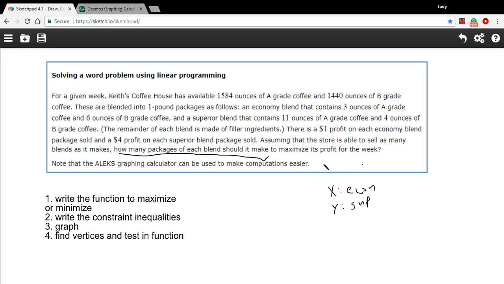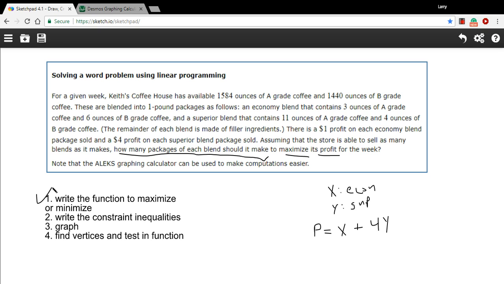Now, we need to maximize the profit. This sentence up here tells us about the profit. It says there's a $1 profit on each economy blend. Okay, so $1 times the number of economy blends would be 1x, or I'll just write it as x. And a $4 profit on each superior blend, so that would be 4 times y. That is our profit. However many of the economy blends we sell times 1, however many of the superior blends we sell times 4, that's going to be how much money we earn in profit. So this is the function we want to maximize. All right, so we've completed this.